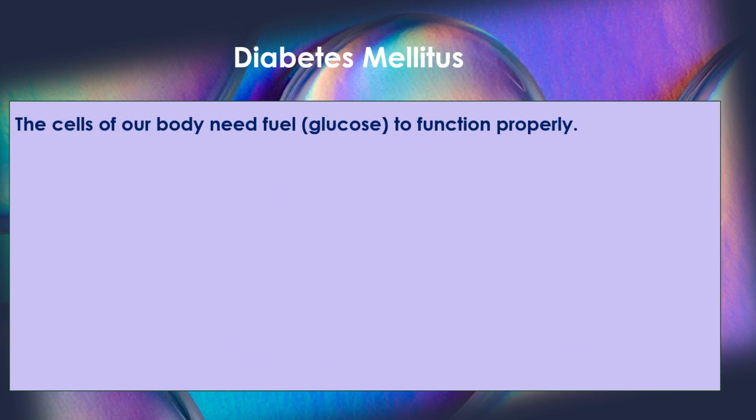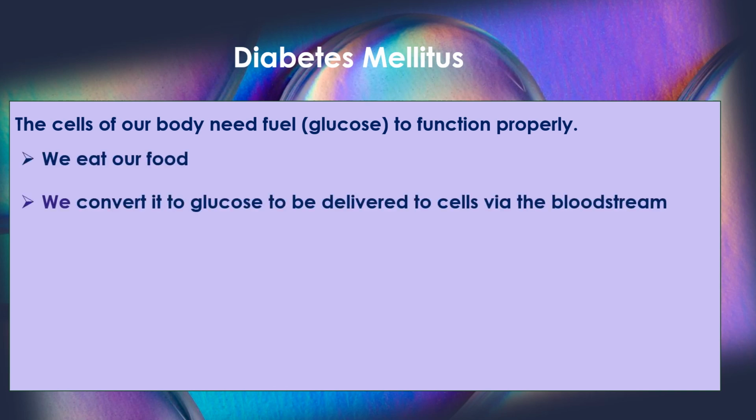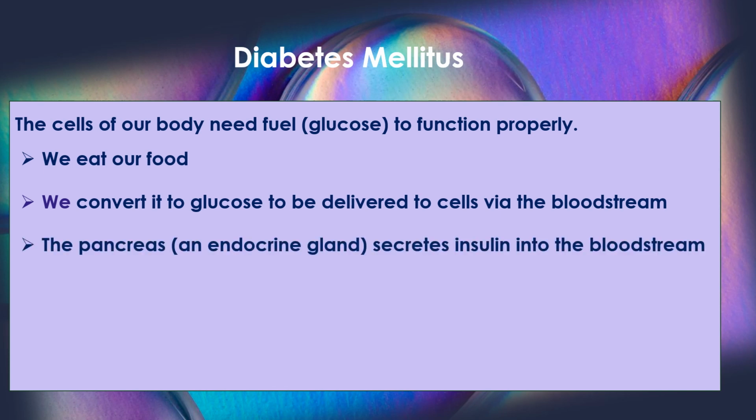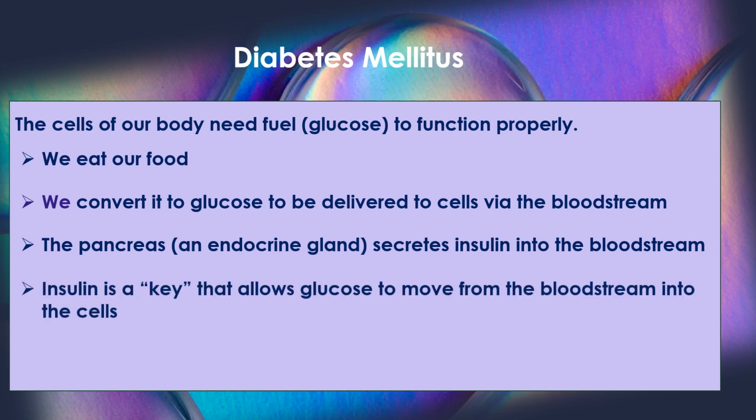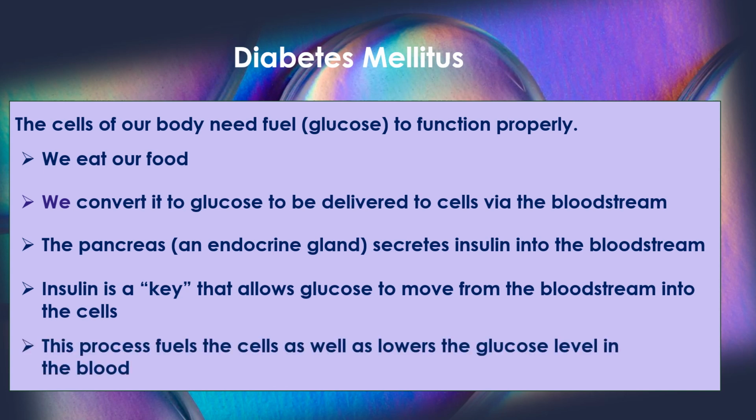The cells of our body need fuel, which is glucose, to function properly. So we eat our food, we convert it to glucose to be delivered to the cells via the bloodstream. The pancreas, which is an endocrine gland, secretes insulin into the bloodstream. And insulin is like a secret key that allows glucose to move from the bloodstream into the cells. And this process fuels the cells as well as lowers the glucose level in the blood.